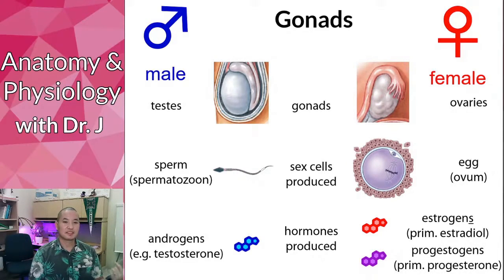And same with progesterone and progestogens. Progestogens is a category, progesterone is the primary progestogen. So progesterone and estradiol are two of the very important steroid hormones in the menstrual cycle. But again, we are going to cover that next week.